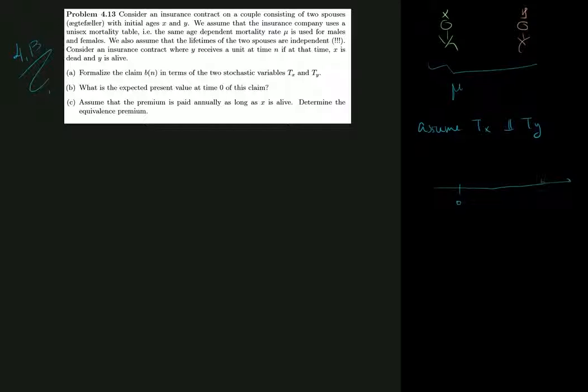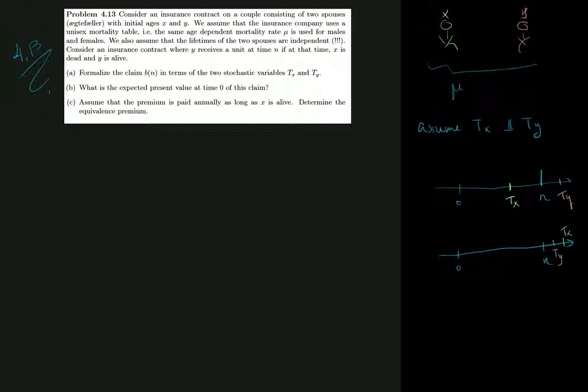So they draw a contract at time 0, and at time n, if X is dead, then Y receives 1 unit. So there is one case where Tx is here, right? And Ty is here. In this case, Y receives 1 unit. However, if Ty dies before Tx, or if, for example, Ty lives past this time and Tx also lives past this time, then there is no payment. And if both die before, then there is no payment either. So there is only payment in the case where X dies before time n and Y dies after time n.